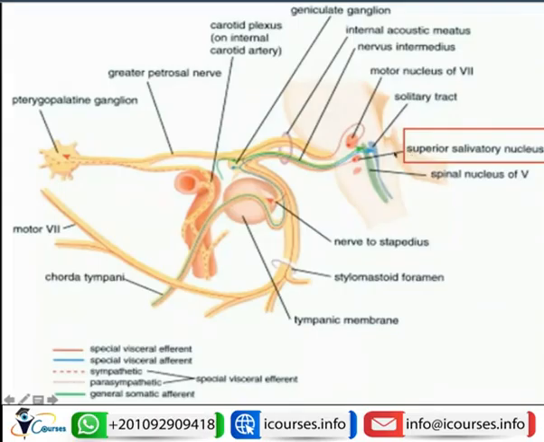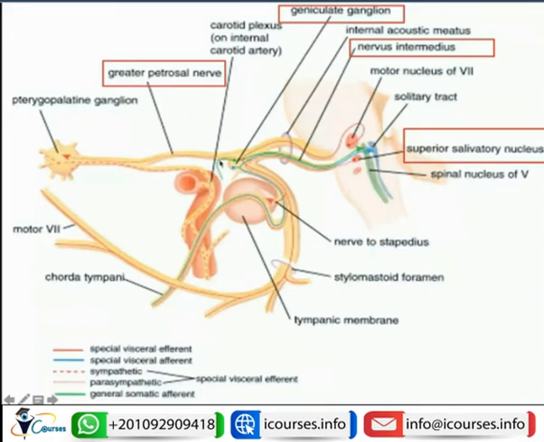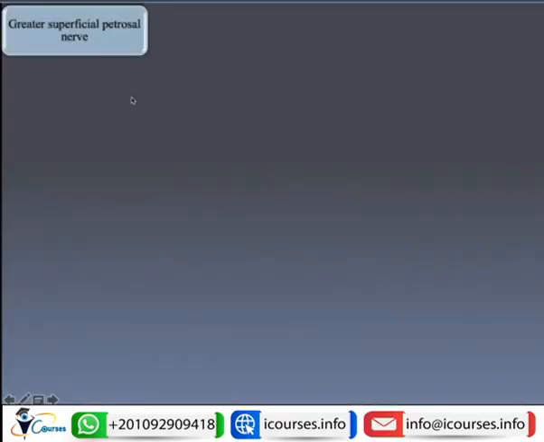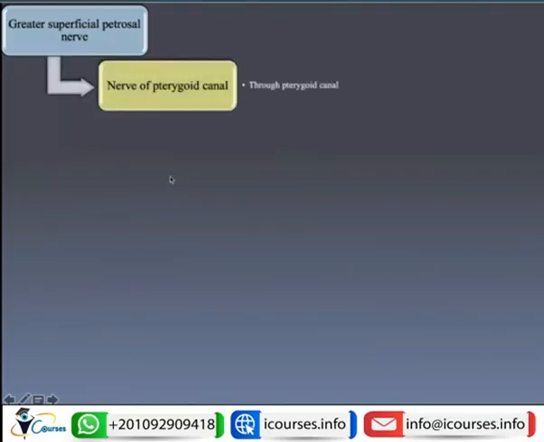The superior salivatory nucleus will give the nervus intermedius, and the preganglionic fibers will pass with the nervus intermedius through the geniculate ganglion, but it will not relay in the geniculate ganglion. It will pass to the greater petrosal nerve. Then from the greater superficial petrosal nerve, the preganglionic fibers will pass with the nerve of pterygoid canal or Vidian nerve.